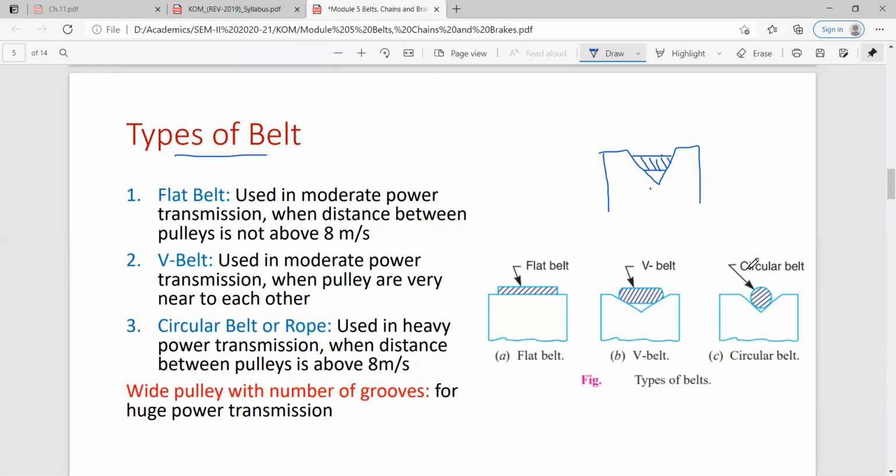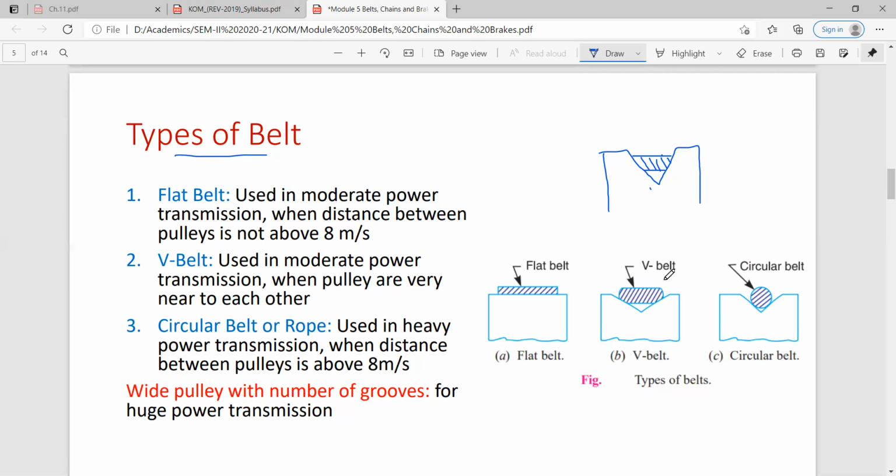Then the circular belt again needs some sort of grooves in order to sit on the pulley. So the circular belt is of circular cross section. You can also call this a rope drive, rope. So even with the help of ropes, it is possible to transmit the power between two shafts using pulleys.